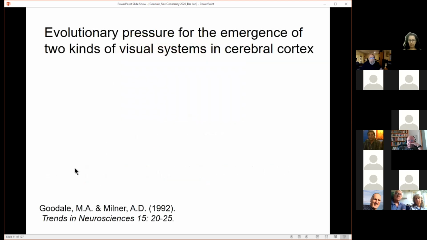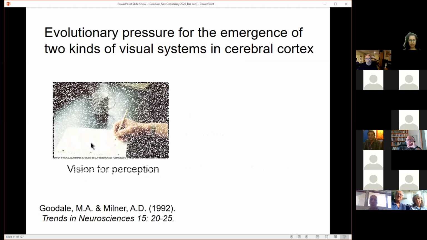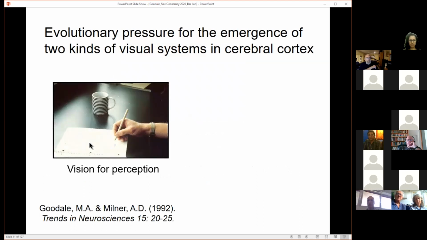And I have to take a little detour to actually flesh out the story. And of course, as some of you know, some years ago in the last century, we put forward the idea, we being David Milner and myself, that two kinds of visual systems emerged in the visual pathways in the cerebral cortex. One that allows you out there in Zoom world to recognize the objects in that picture, the cup and the pencil and the wristwatch and the hand and so on.